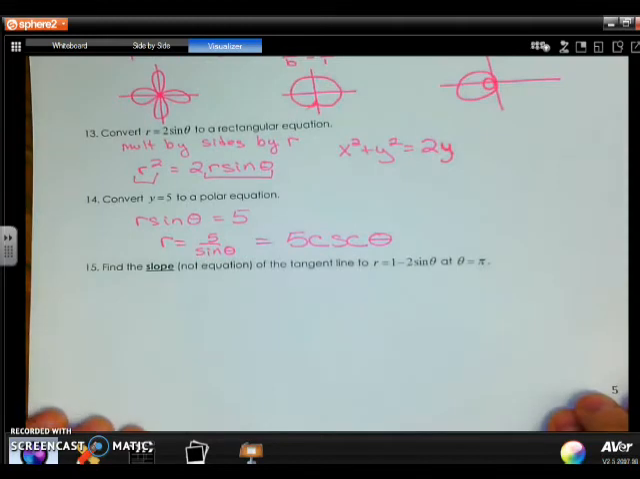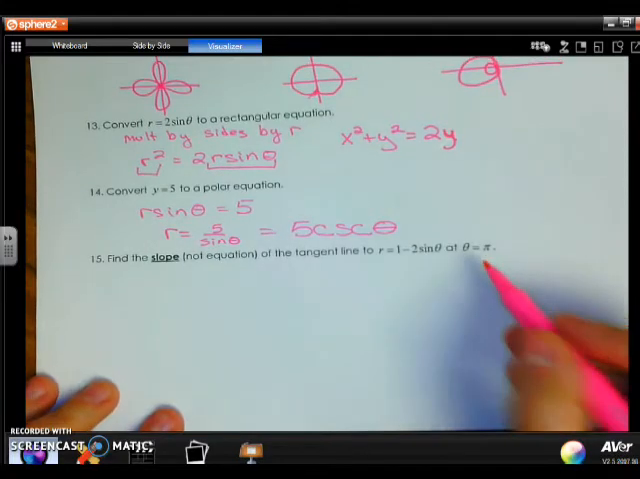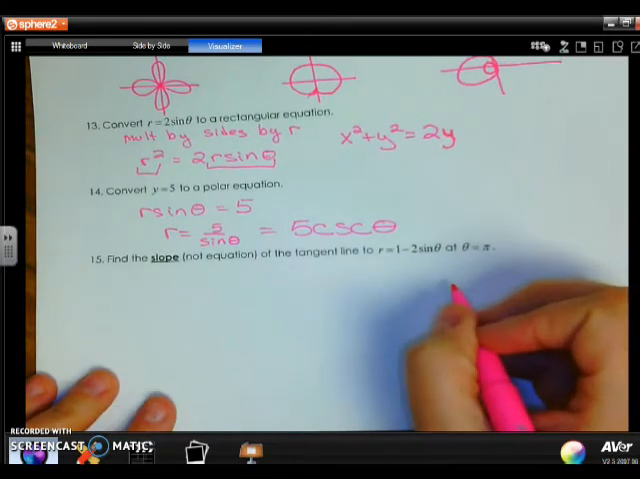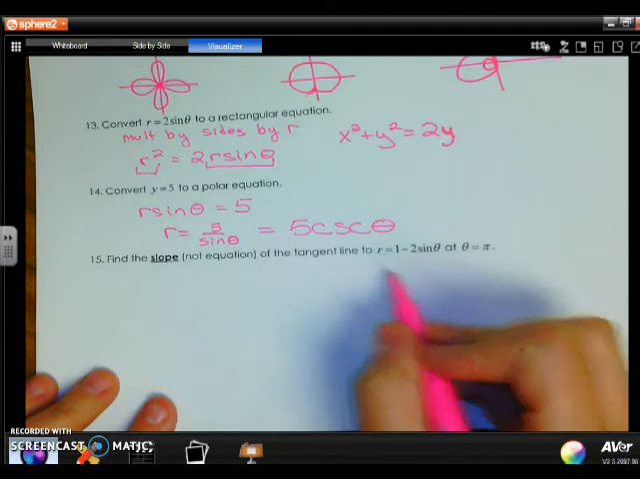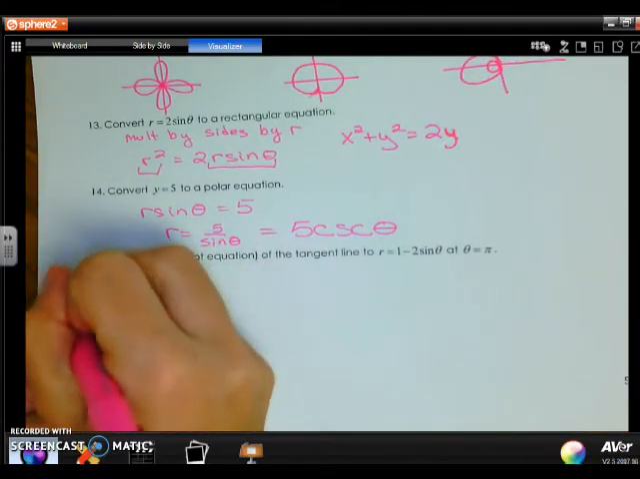All right, find the slope, not the equation. So we're just finding the slope, okay? So basically that means we need to figure out what dy/dx is, and then we need to evaluate it at pi. So we need to figure out dy/dx. Well, the problem with that is I have this r. So the formula that we have to give us that says dy/dx.